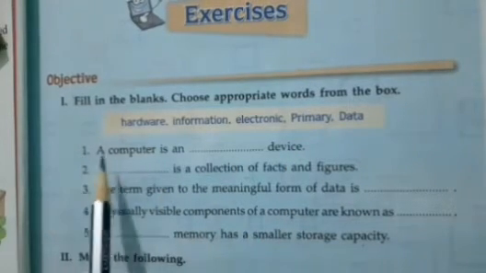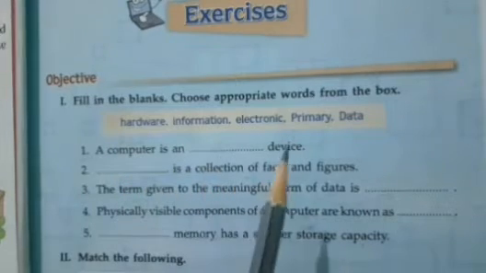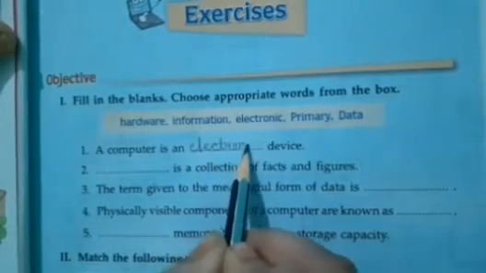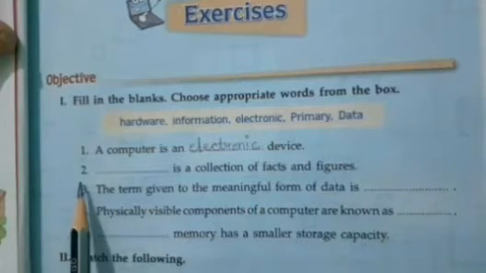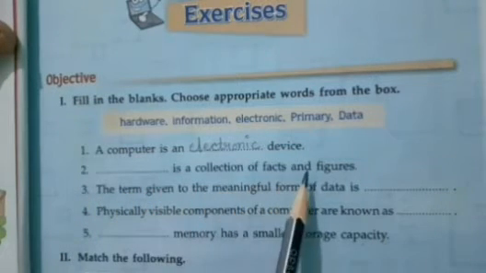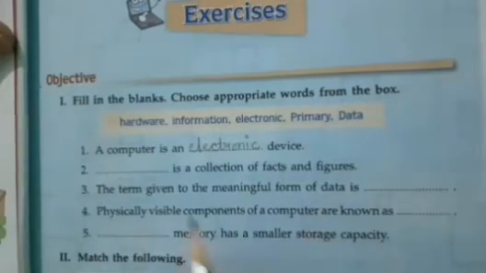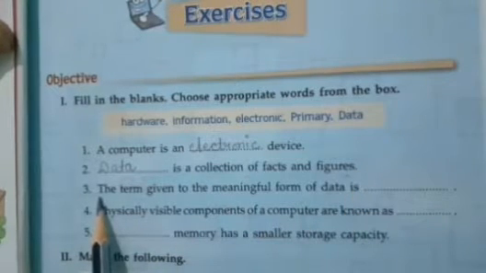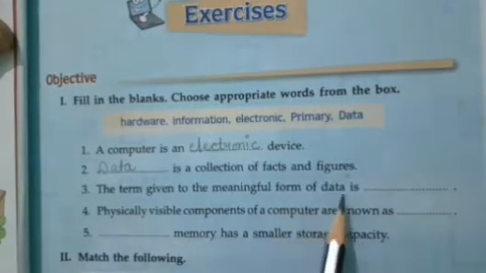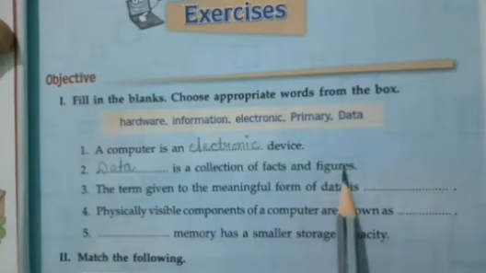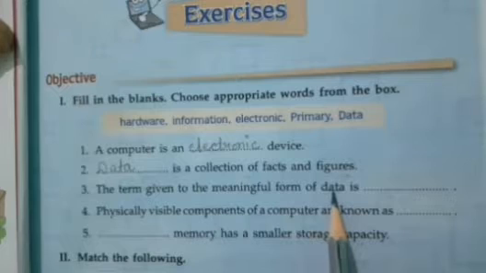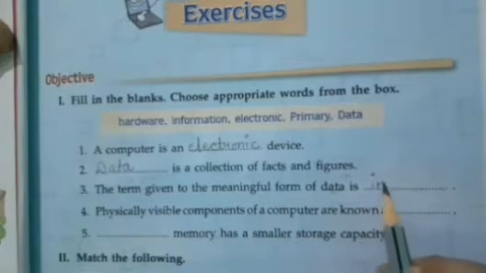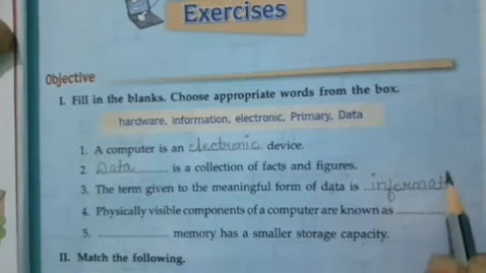The first one is: a computer is an dash device. As you all know, a computer is an electronic device. So write down electronic here. The next one is: dash is a collection of facts and figures. Now children, what are the raw facts and figures? Yes, data is a raw fact and figure. The third one is: the term given to the meaningful form of data. Data is a raw fact and figure. When we process this data, it gives us a meaningful result, and that meaningful result is our information. So write down information here.